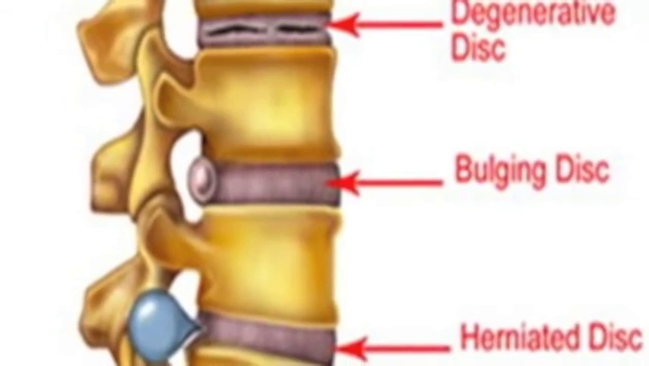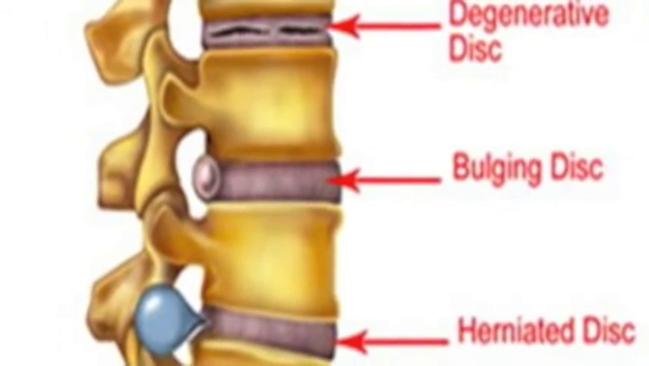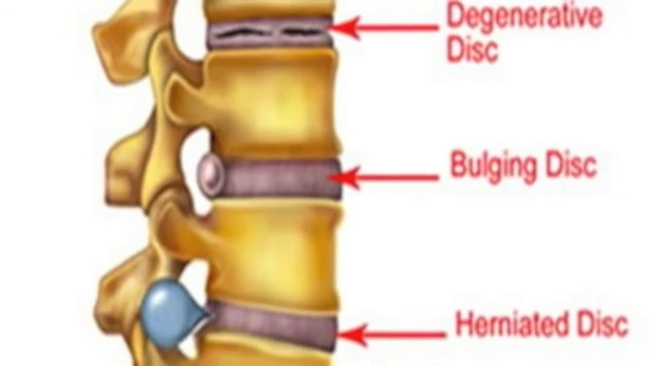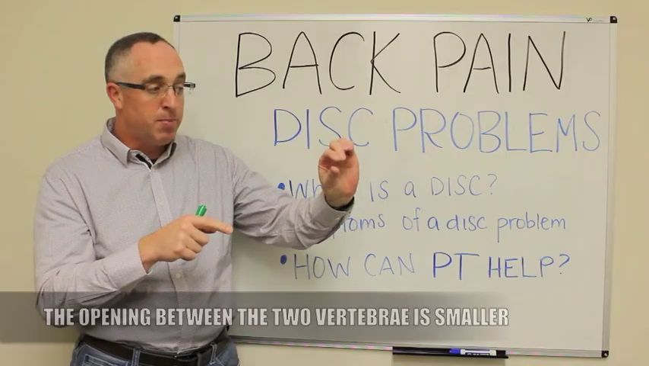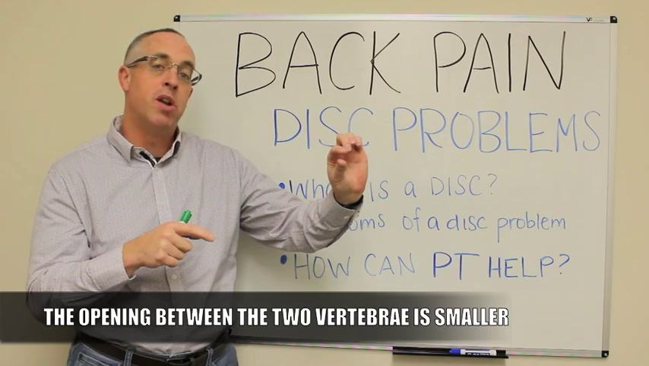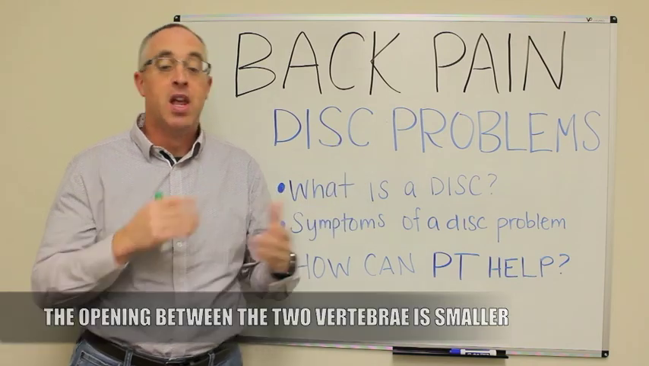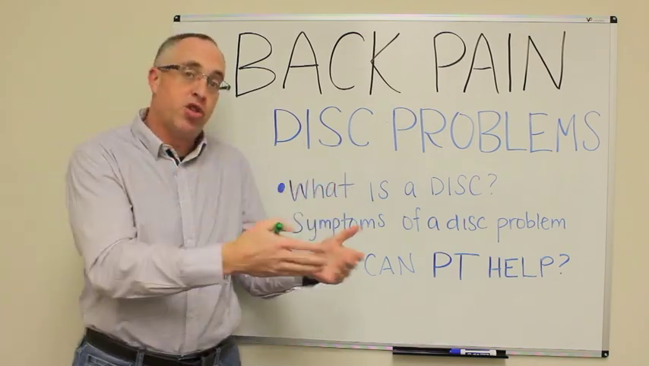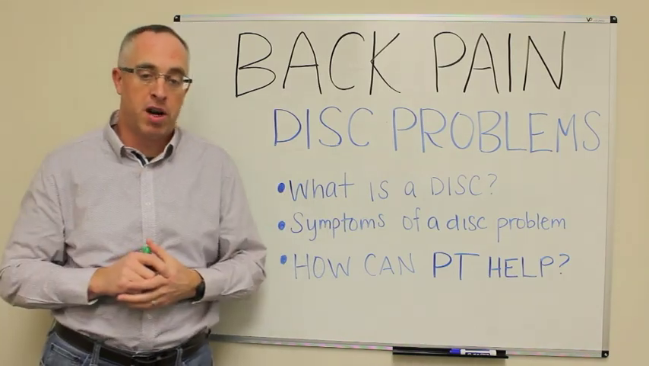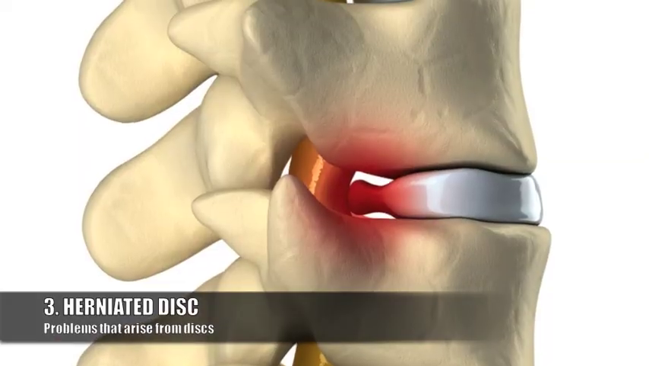The fluid's all still inside of the disc, but the disc itself is sticking out. It's filling up some of that space where the nerve exits out. The disc got a little bit flatter, so the opening in between the two vertebrae is less. Now, if that progresses because the pressure stays, or it gets worse, or it doesn't get better, you can actually end up with what's called a herniated disc.